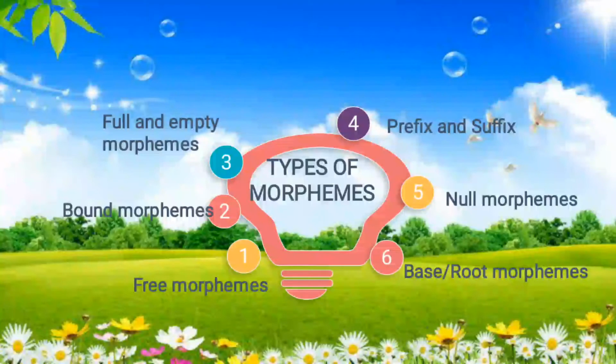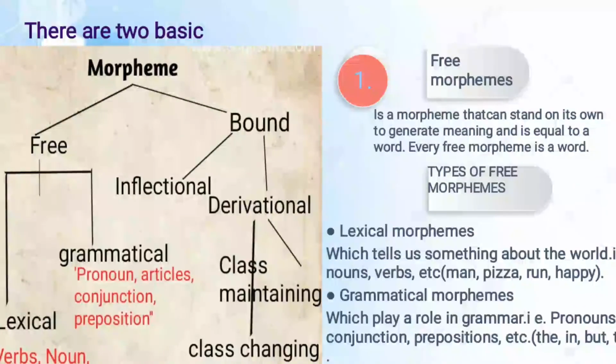Morphemes are grouped into the following types. We have free morphemes, bound morphemes, full and empty morphemes, prefix and suffix, noun morphemes, base or root morphemes. Now we are just going to focus on the 2 basic types of morphemes, which are the free and the bound morphemes. Taking the free morpheme, it is a morpheme that can stand on its own to generate meaning and is equal to a word. Every free morpheme is a word.